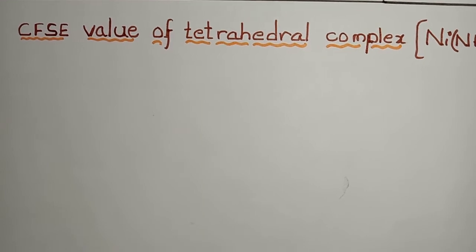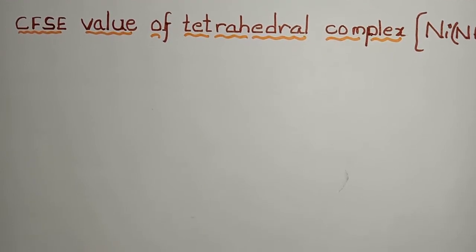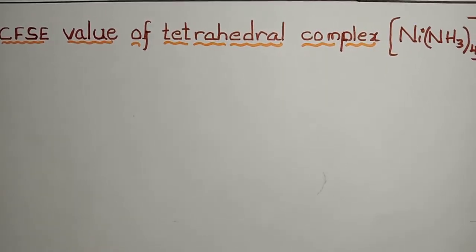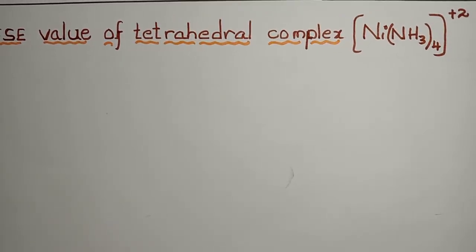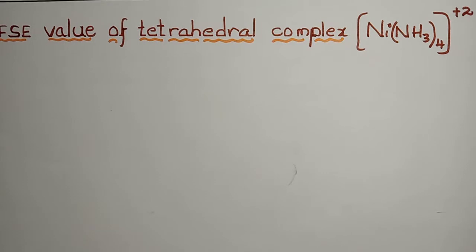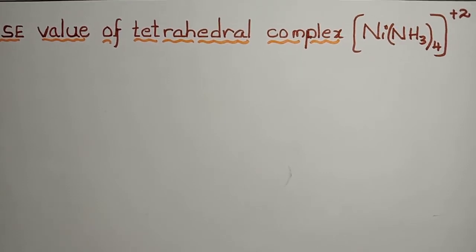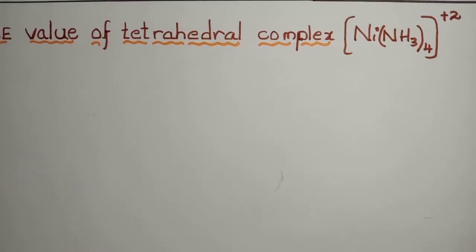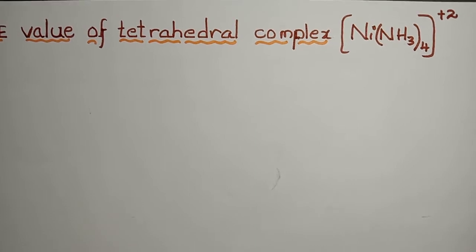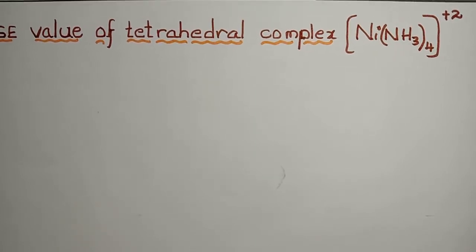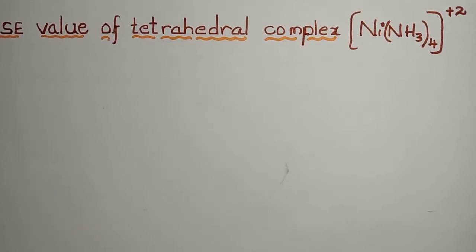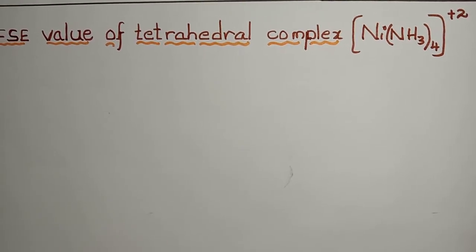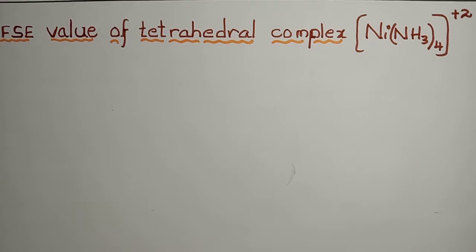In this class, let us learn calculation of CFSE of a tetrahedral complex [Ni(NH3)4]2+. What is it, students? The complex taken here is [Ni(NH3)4]2+. Nickel is the central metal atom and NH3 is the ligand. So nickel is surrounded by 4 ligands and hence it is a tetrahedral complex.